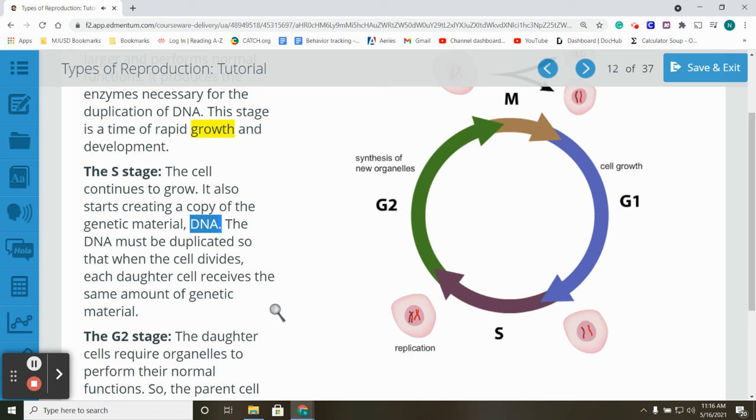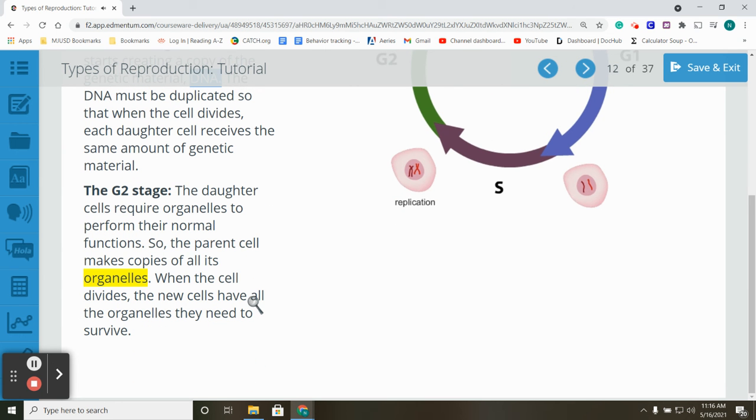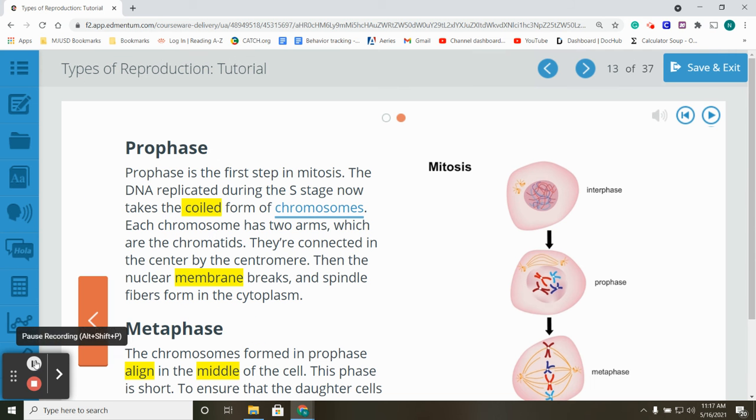The DNA must be duplicated so that when the cell divides, each daughter cell receives the same amount of genetic material. The G2 stage. The daughter cells require organelles to perform their normal functions, so the parent cell makes copies of all its organelles. When the cell divides, the new cells have all the organelles they need to survive.